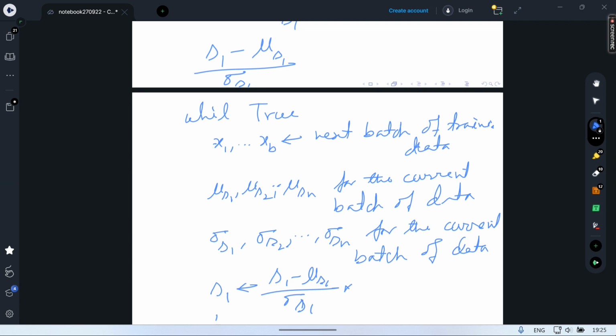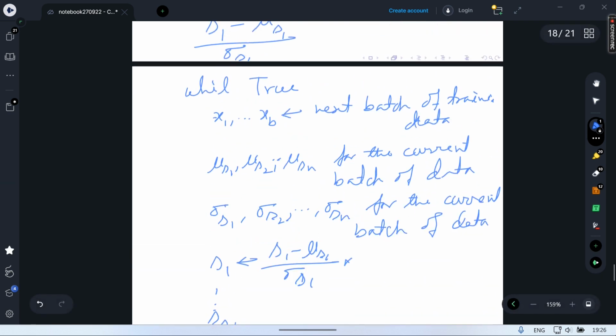Now, since during stochastic or mini batch stochastic gradient descent you perform operations batch by batch, you estimate the mean and the standard deviation of the intermediate features based on the currently available batch, and you normalize your data based on this estimated mean and standard deviation. So that's the main idea.